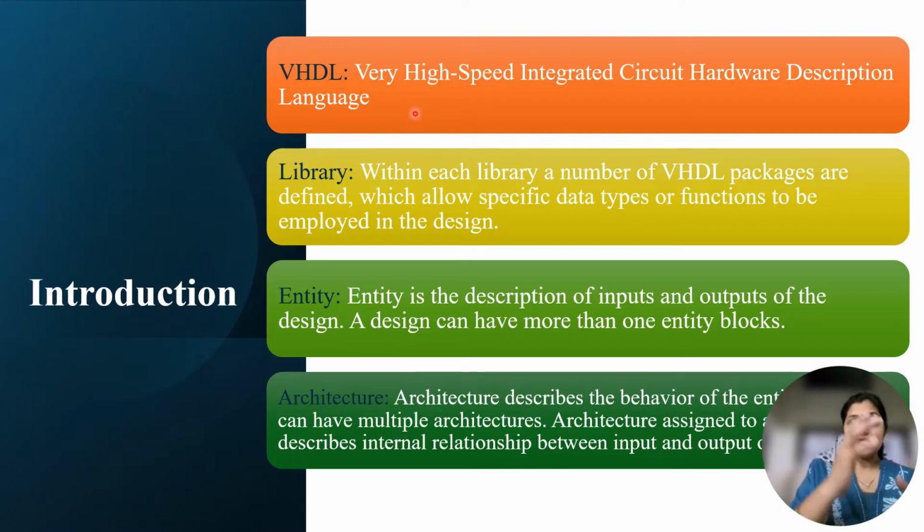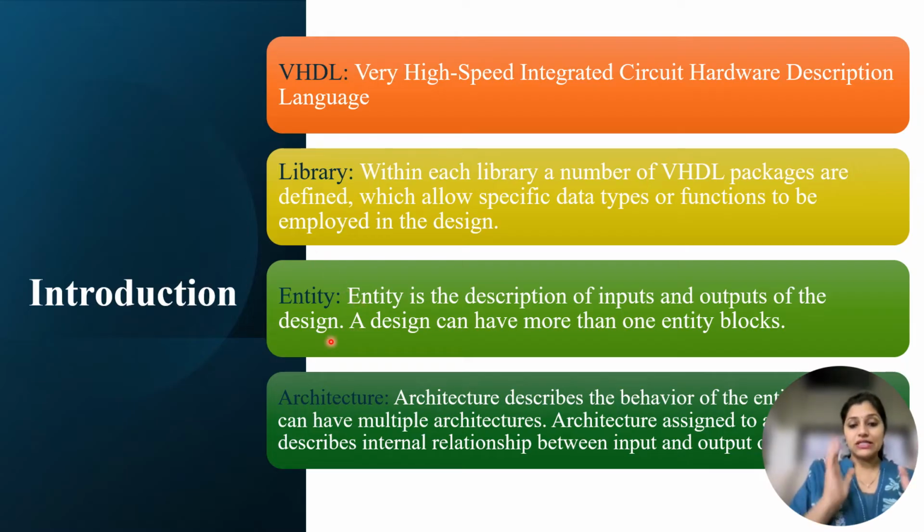VHDL code is divided into three parts. First part is library, then comes entity, and then comes architecture. In library, it allows the specific data types or functions to be employed in the design. All those functions and data types, whichever you'll use in your code, are defined in the library and packages associated with that library.